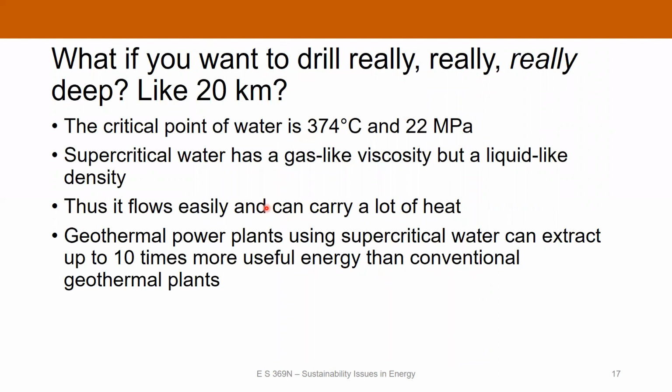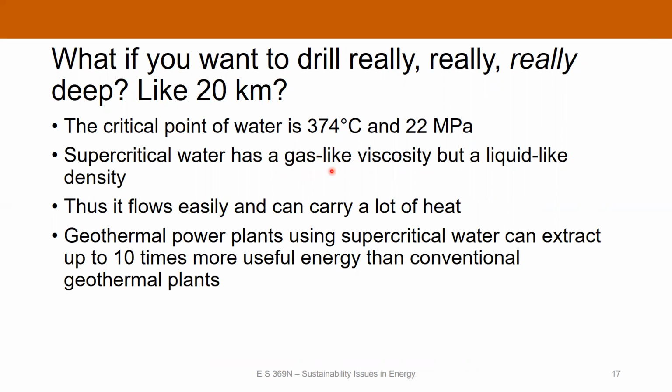Okay, now there's a lot of talk in the news right now about these ultra super wicked deep geothermal wells, like 20 kilometers deep. The purpose of drilling wells that deep is to access supercritical water. So the critical point of water is 374 degrees Celsius, 22 megapascals. And the thing about supercritical water is that it behaves like a very dense gas. It has a gas-like viscosity, but a liquid-like density. And the combination of those two properties means that it flows very easily.